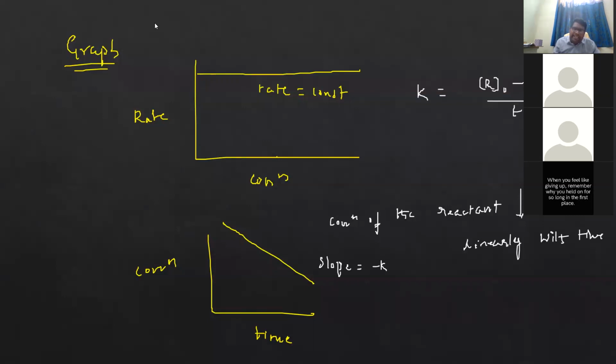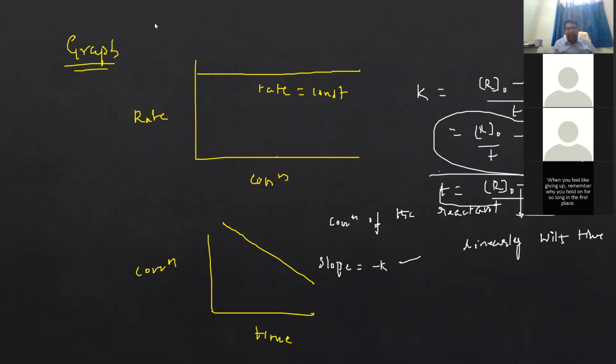This equation can be written as [R]0 by t minus [R] by t. So here y = mx + c formula, you can apply this relation. So the slope will be like this. Slope will be minus k only. [R]t is equal to what? t is equal to ([R]0 minus [R]) by k. So that is the time period. So this is the graph.